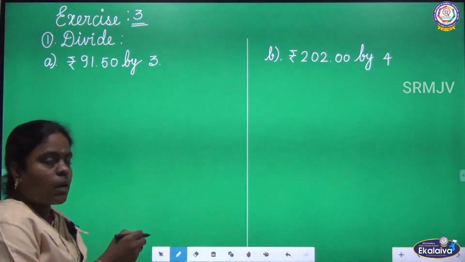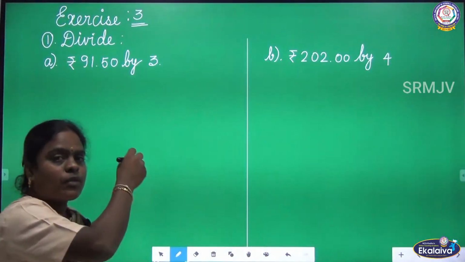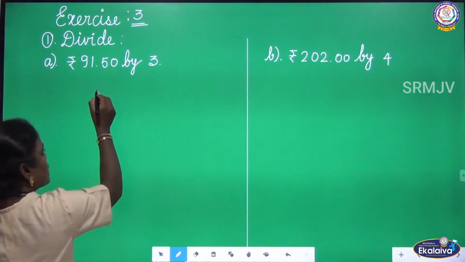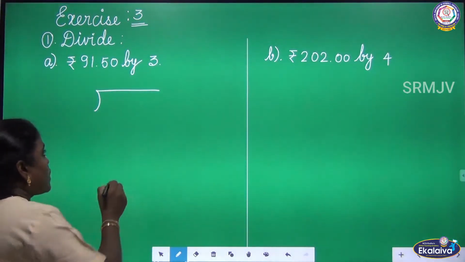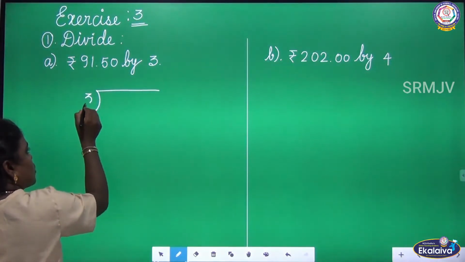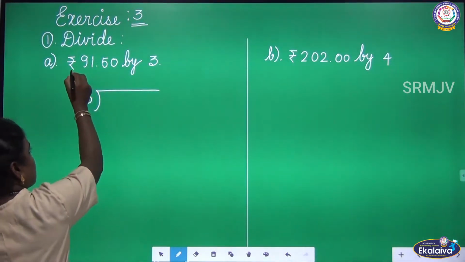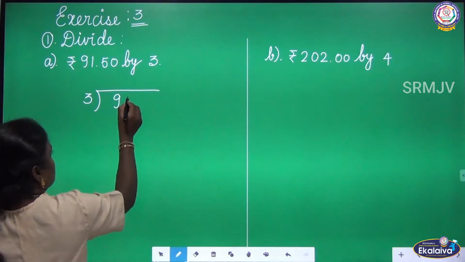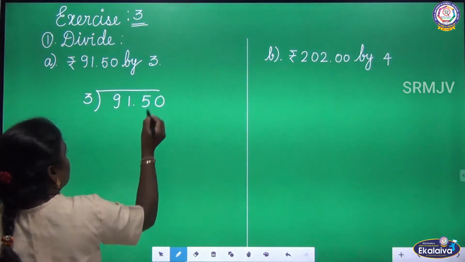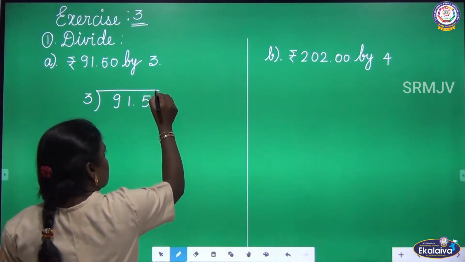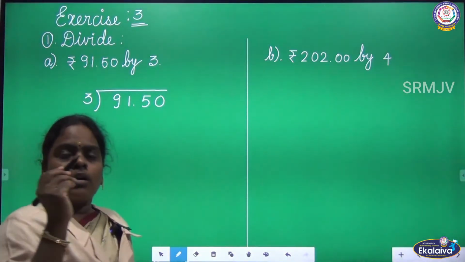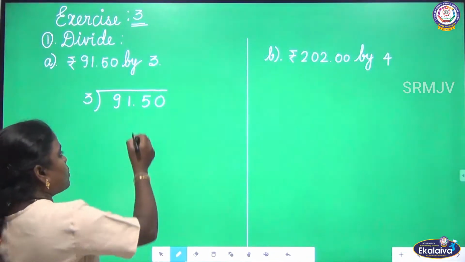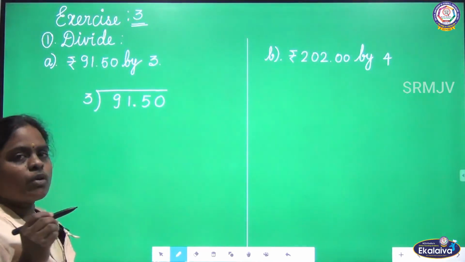We are going to divide the amount 91 rupees 50 paise by the number 3. First we have to arrange the numbers in the division bar. 3 is the divisor, so write it outside the division bar, and here the amount is the dividend, so we are going to write it inside the division bar. So 91 rupees and 50 paise. Children, as usual we are going to do the division in the normal way. At last you have to place the decimal point before 2 digits.